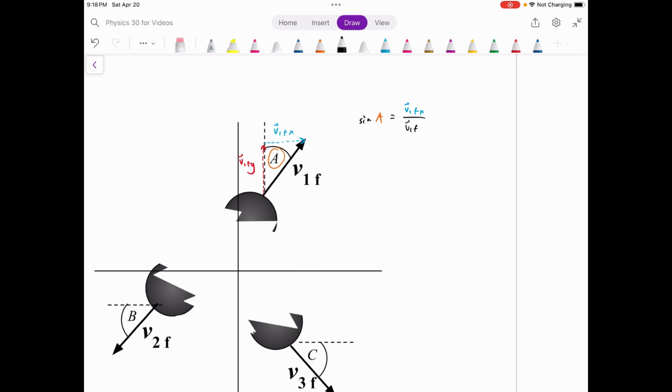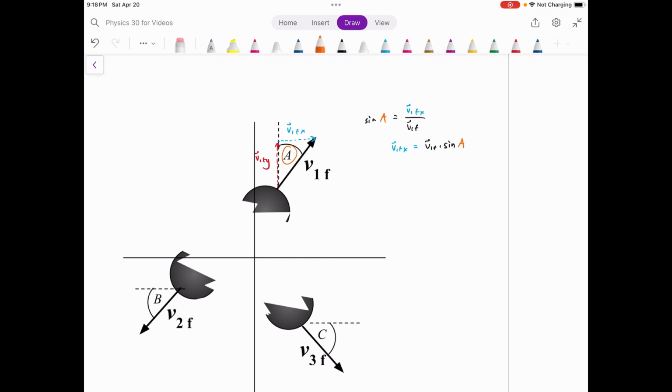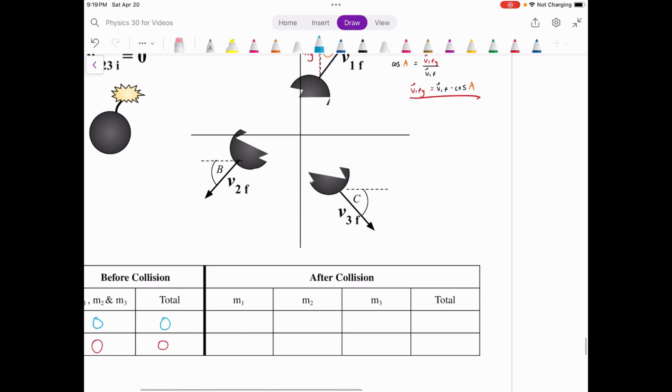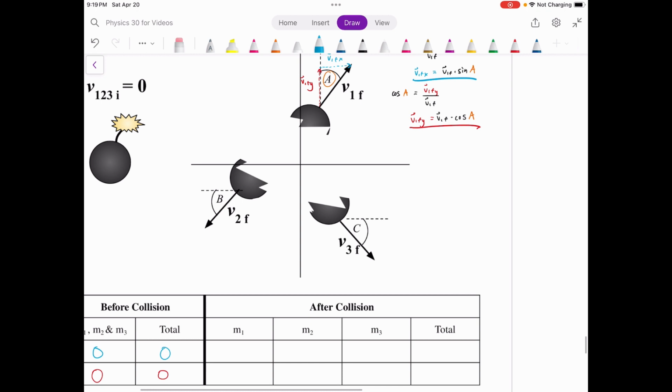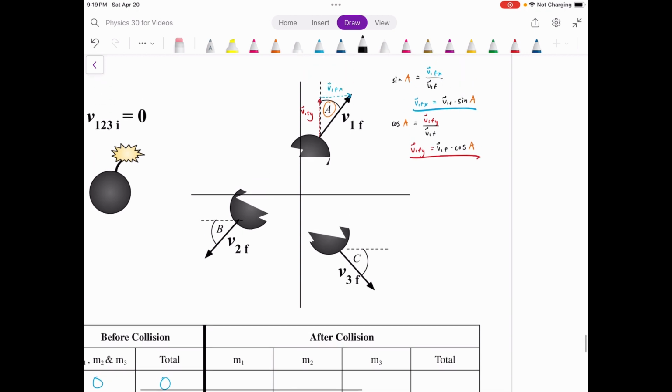And therefore the x component is going to be v1 final times the sine of whatever angle A is, right? Same thing for the y-axis, except the y-axis is adjacent, so we'll use cos. And there we go. There are the x and y components of fragment 1's final velocity, which can, of course, then be used to find the x and y components of fragment 1's final momentum, right? We've just got to multiply those by the mass.